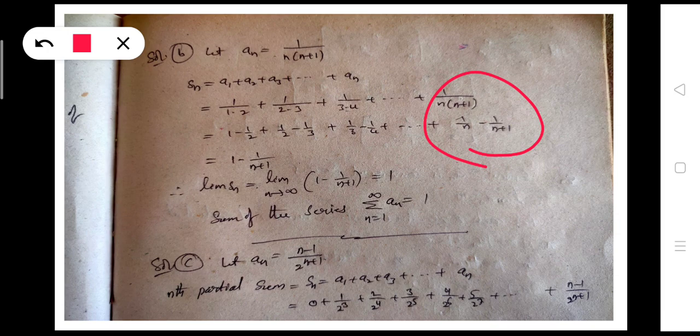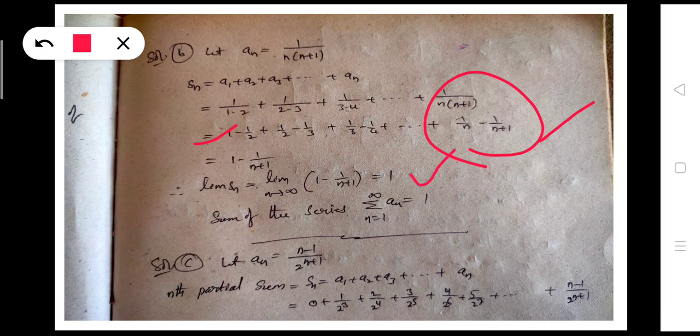Now here the second and third terms are the same, one is positive and the other is negative. Similarly all these terms get cancelled, so we have only the first and last terms. The first term is 1 and the last term is 1 by n plus 1 only. Therefore the limit of Sn is equal to the limit as n tends to infinity of 1 minus 1 by n plus 1, which is equal to what? 1 only.